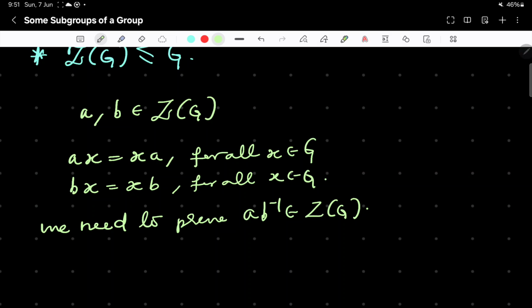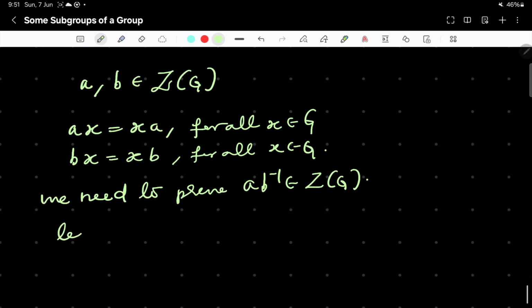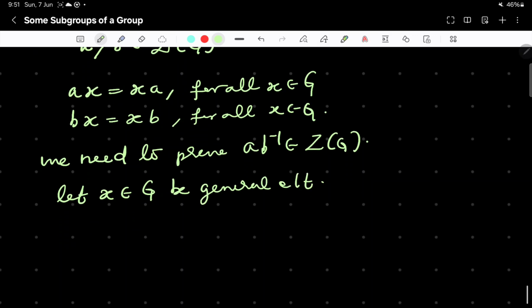So what is the meaning? That is, AB inverse commutes with everybody, or AB inverse x equal to x into AB inverse, right? So let's take a general element. Let x belong to G be a general element. It can be anybody. That's the meaning. So we start with AB inverse multiplied by x. This means we can write it like this: A(B inverse x) using associativity.